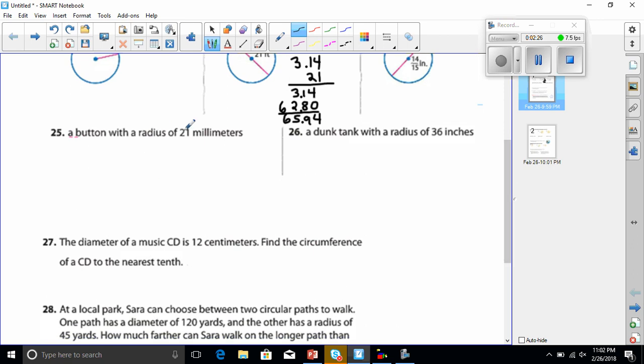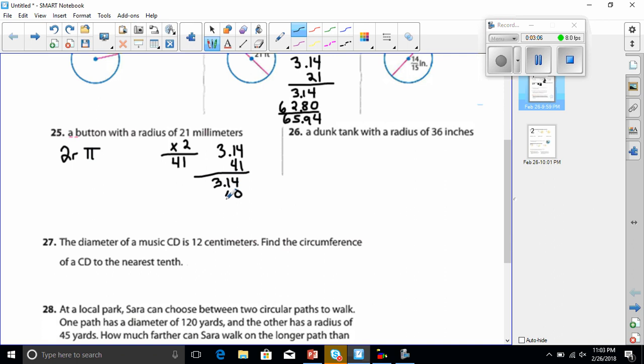A button with a radius of 21. Well, in this one, we know that the formula is going to be 2 times the radius times pi. So 2 times 21 is going to be 42. And 42 times 3.14 is going to be, well, there's going to be 3.14. And then we have our 0 down here.